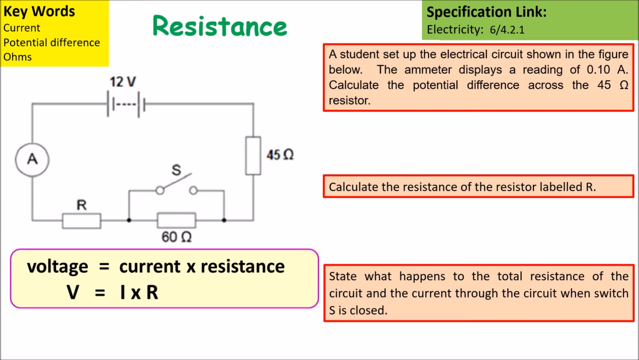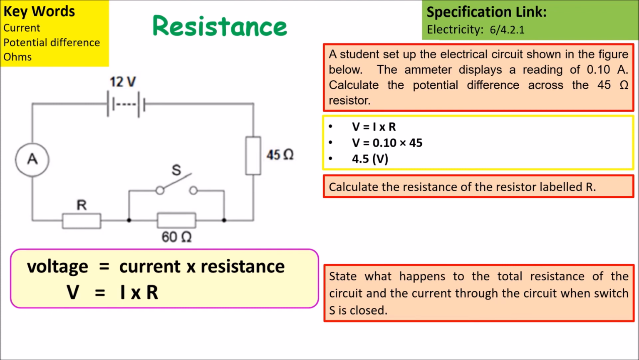One last question. Students set up the electrical circuit shown in the figure below. The ammeter displays a reading of 0.1 amps. Calculate the potential difference across the 45 ohm resistor. We'd start off by rearranging our equation, which would give us 0.1 times 45, which would mean that we would need a voltage of 4.5 volts.